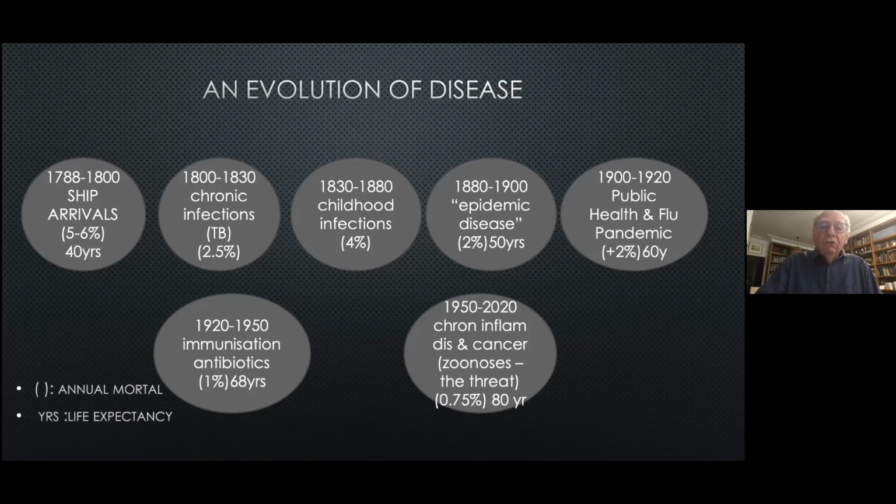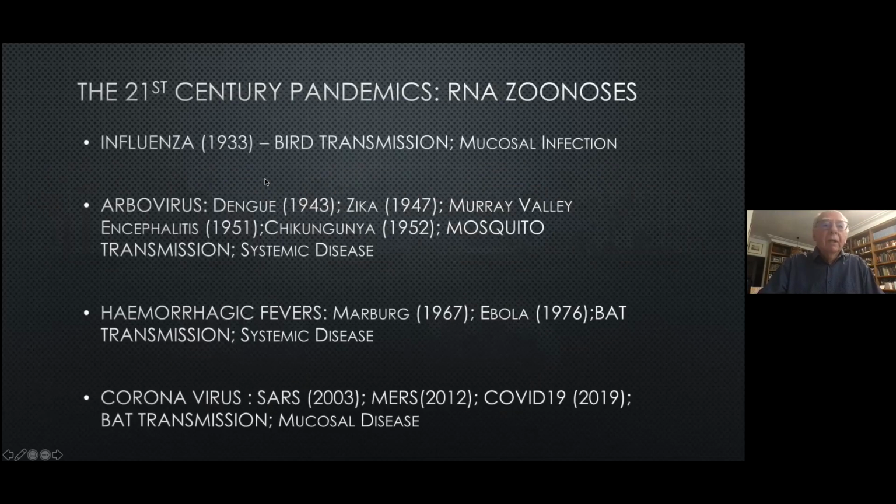What you also notice is that a new threat starts appearing, and I've called them the zoonoses threat. Zoonoses are infections that come from animals. Now, flu is a classic example, and we're going to talk a bit more about that. The 21st century pandemics were different. The ones we started seeing in the latter half of the 20th century.